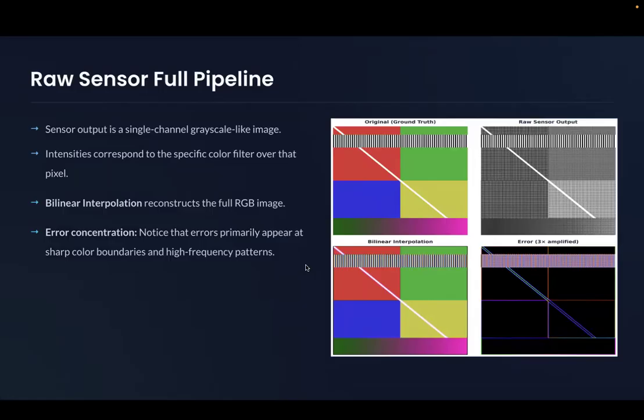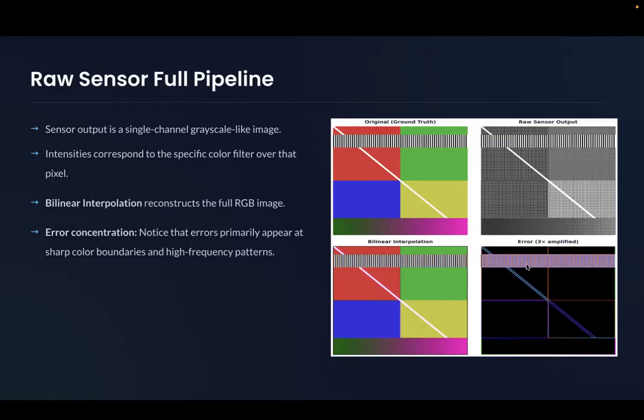So now let's see what this looks like in practice. Here's a synthetic test image going through the full pipeline. The top left is the ground truth, top right is the raw sensor output, with one value per pixel, which is why it looks grayscale. Bottom left is the result of our bilinear interpolation, and this one is the error map, where brighter means more errors.